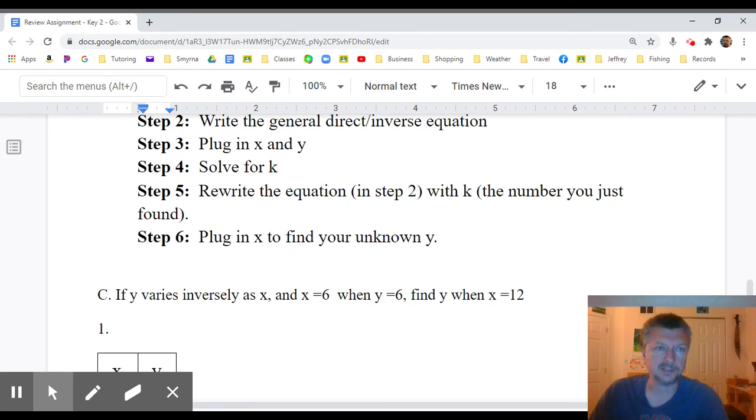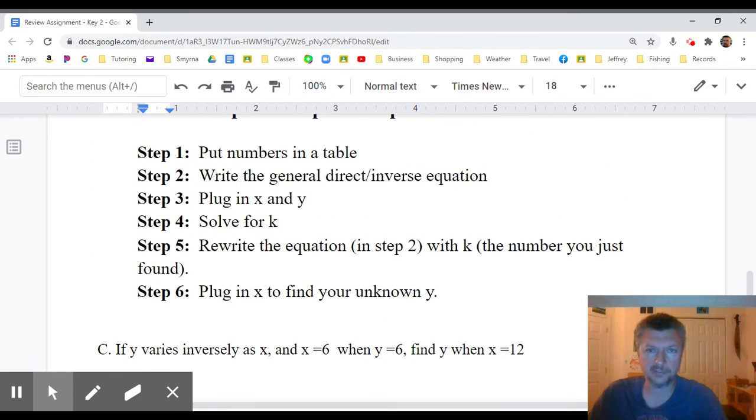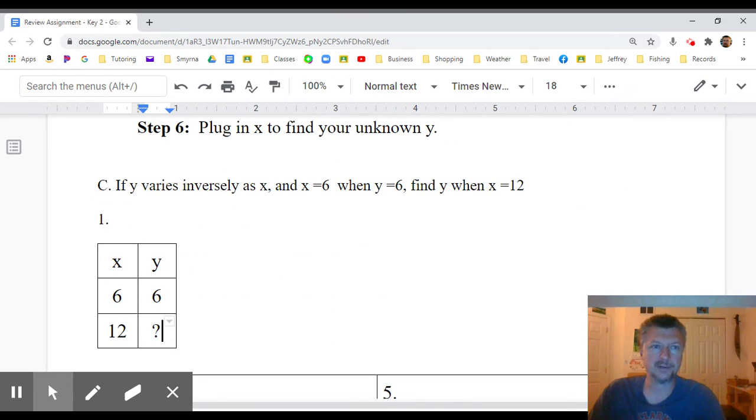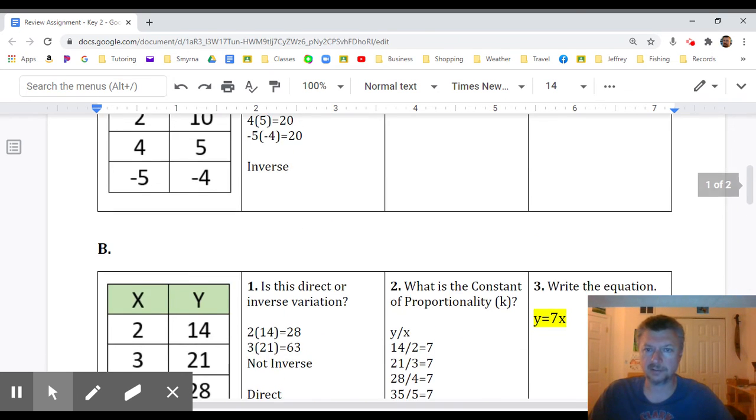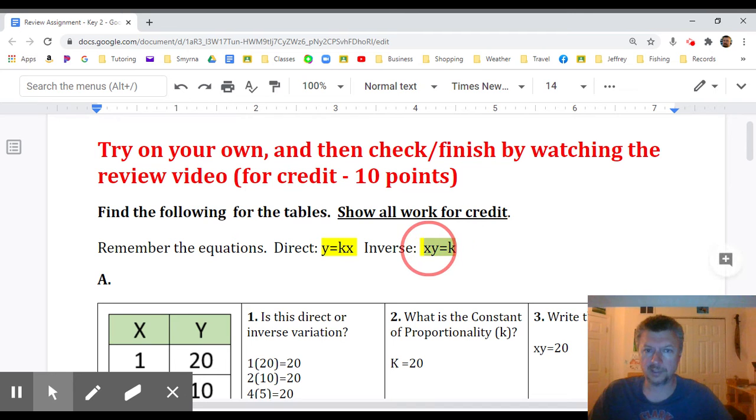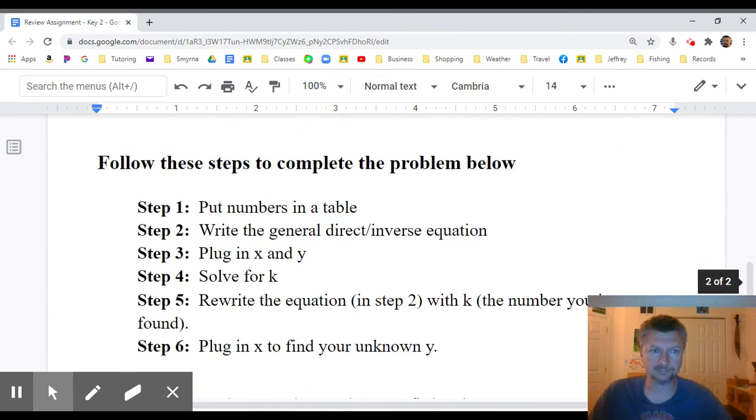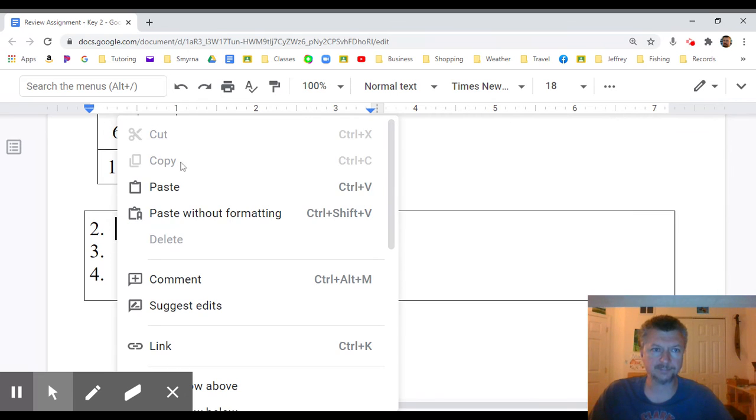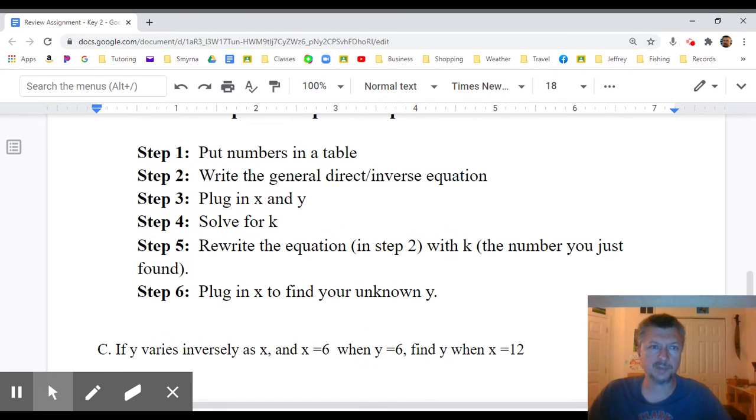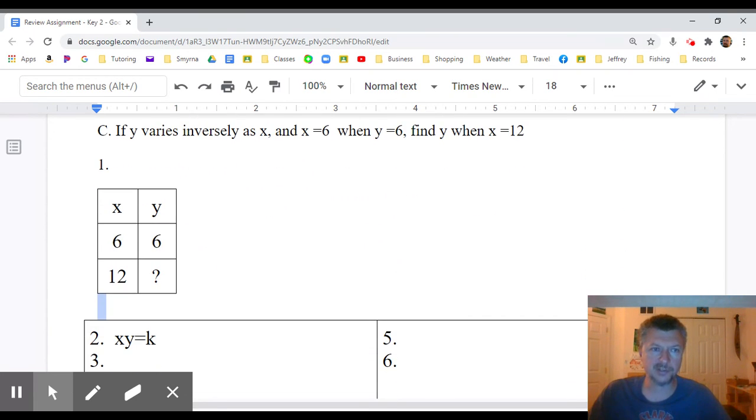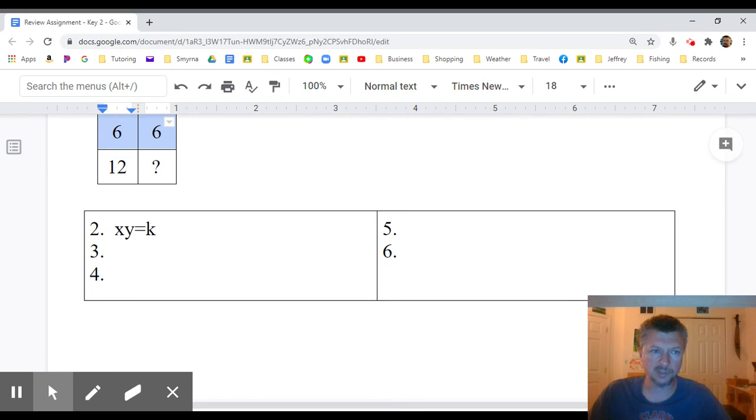Okay, so now what's next? Write the general direct or inverse equation. All right, so y varies inversely. Inverse looks like this: xy equals k. There it is. So now we did that. Okay, step 3, plug in x and y. So here's an x and y we know right there. That's what we're going to plug in. So x is 6, and that's x times y. Y is also 6. Equals k.